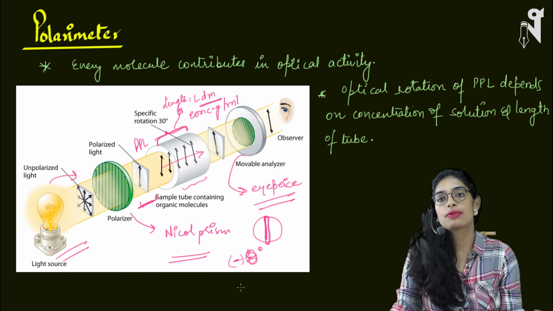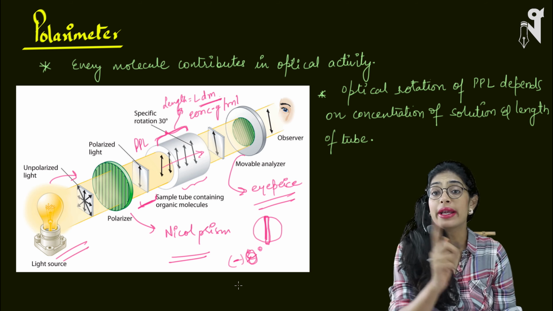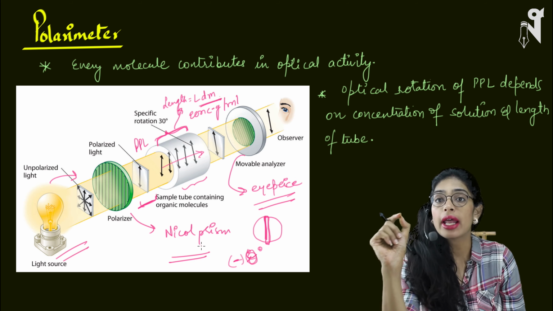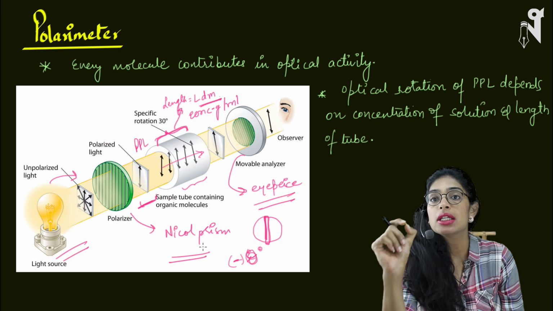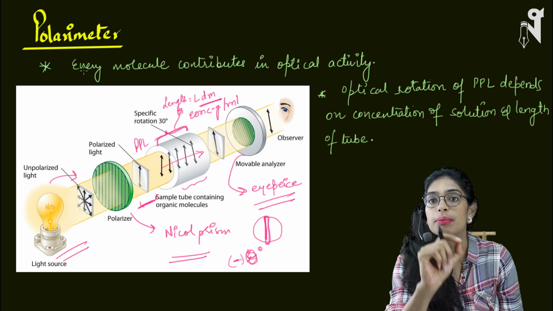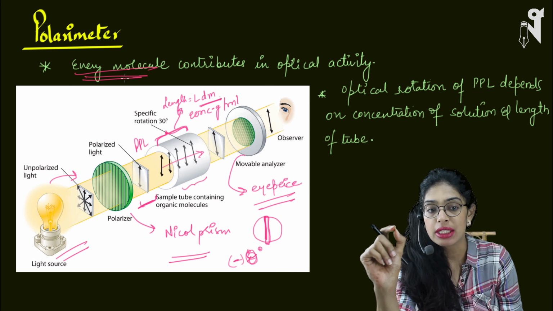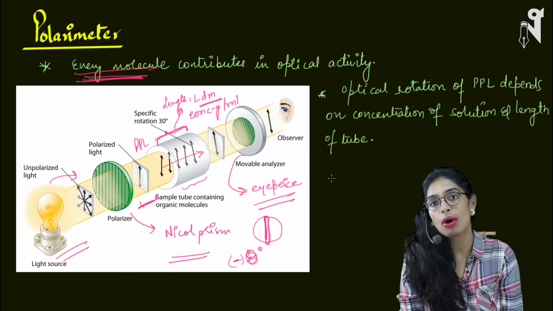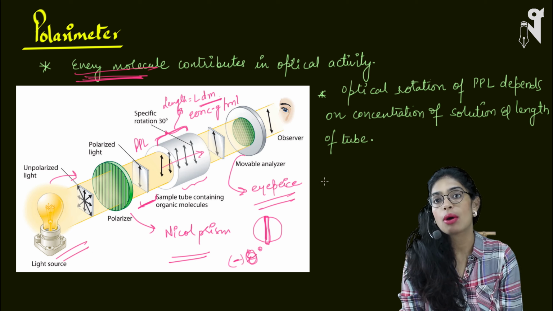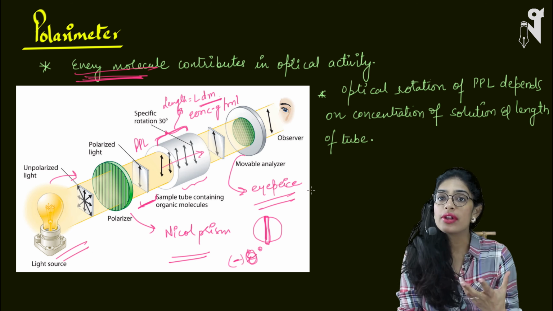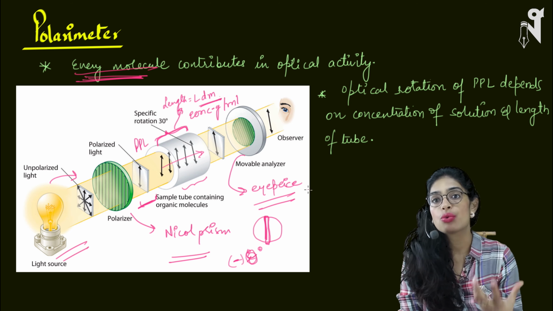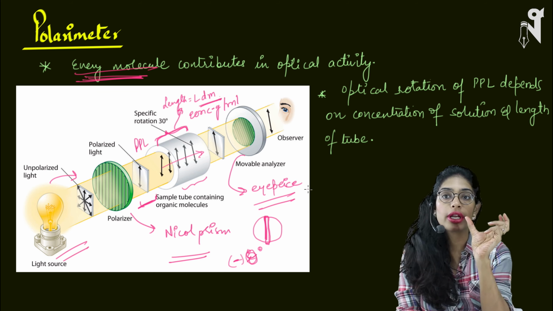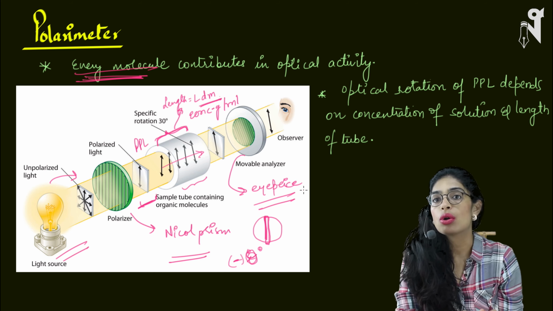So this is your whole setup for the polarimeter. Mind one thing: when we are talking about the organic compound, every single molecule of your organic compound participates in the optical activity and hence contributes to the optical activity if your compound is optically active. So definitely if the concentration varies, the rotation angle of the light will also vary.